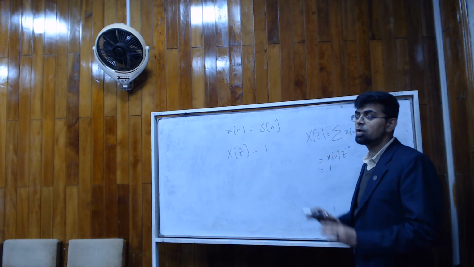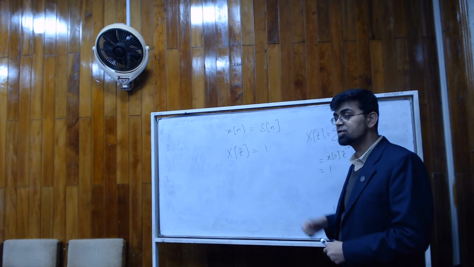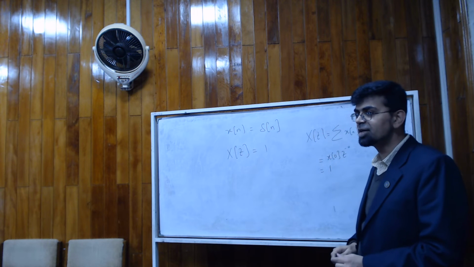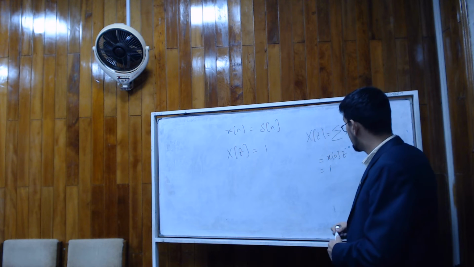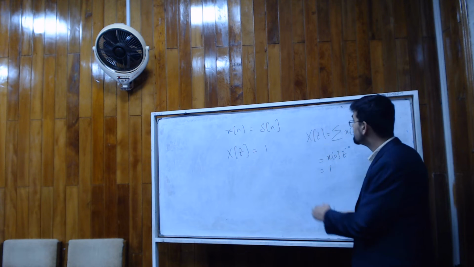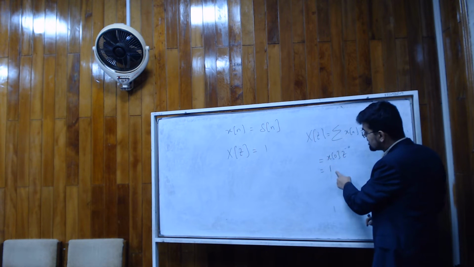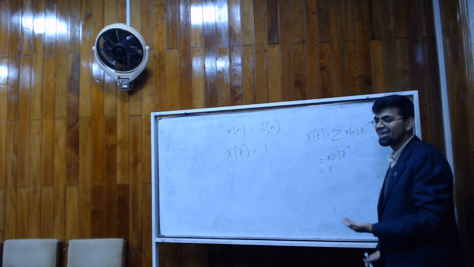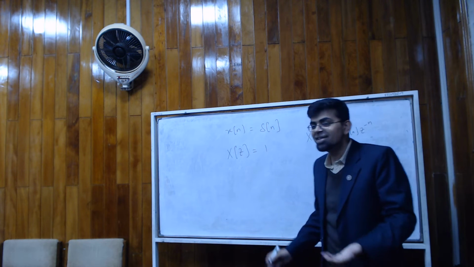Now what values of z are you allowed? Only 0 is allowed? For what values of z would this series converge? Any value. Z isn't even there. What happened? Z isn't even there. Is it there?